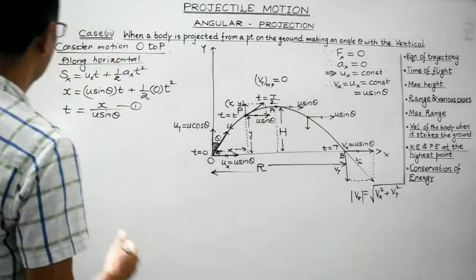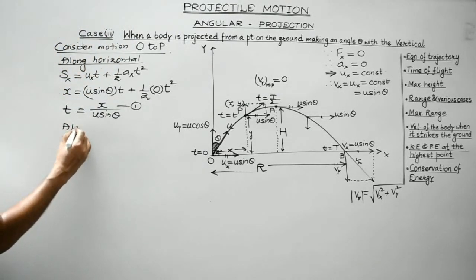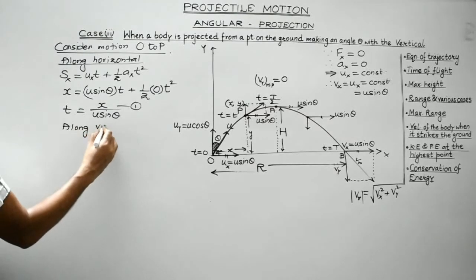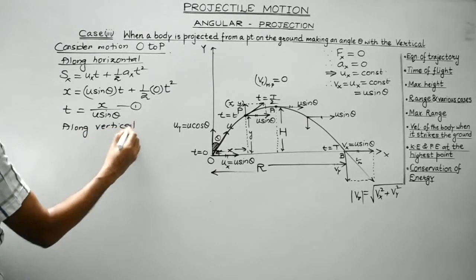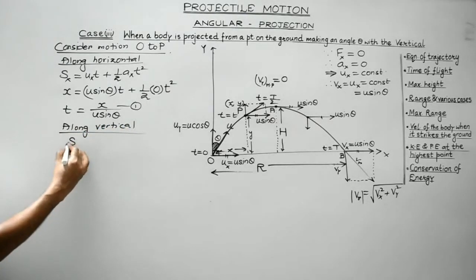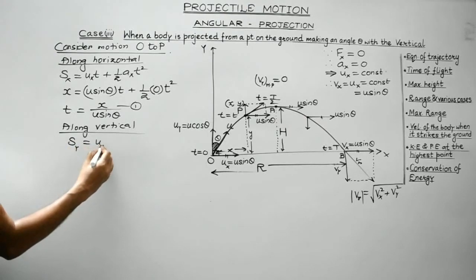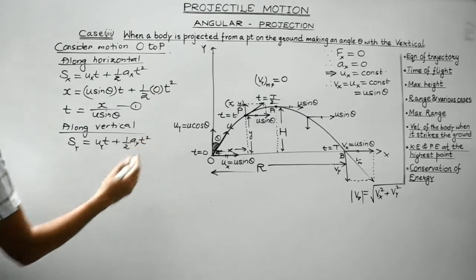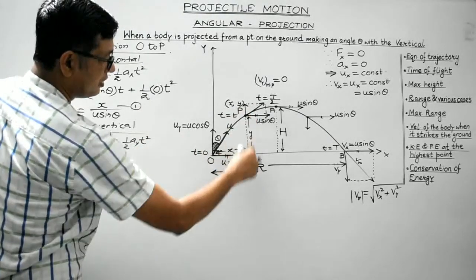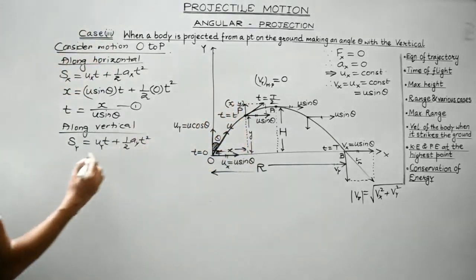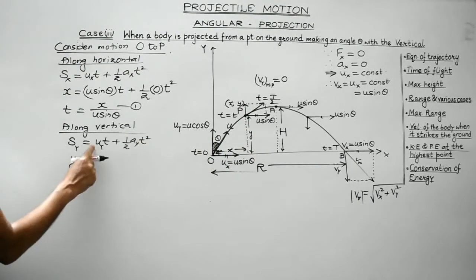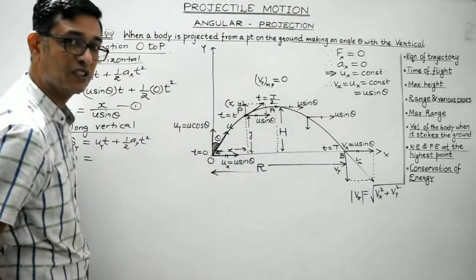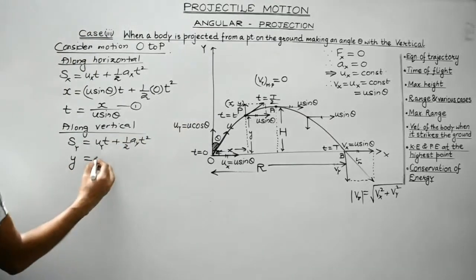Right? Similarly, let's consider the second equation of motion along vertical. Sy is equal to uyt plus half ay t square. In time t, the body has covered vertical distance of y. Uy, which is the initial vertical component of velocity, that is along the y-axis, that is u cos theta.